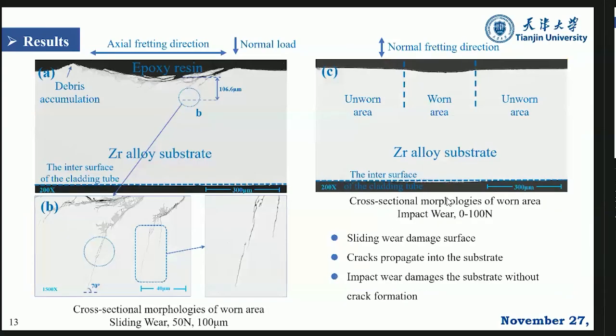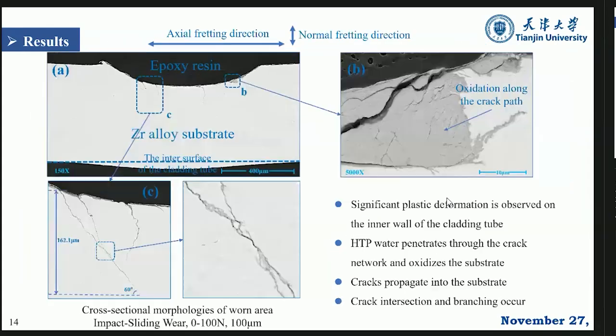And then we cut it and have the cross-section view. The first one is the sliding wear. We can see we have damage on the surface, and we have some obvious cracks. And for the impact one, there are almost no cracks and only a small deformation in this case. And if we combine them together, it's the impact sliding wear.